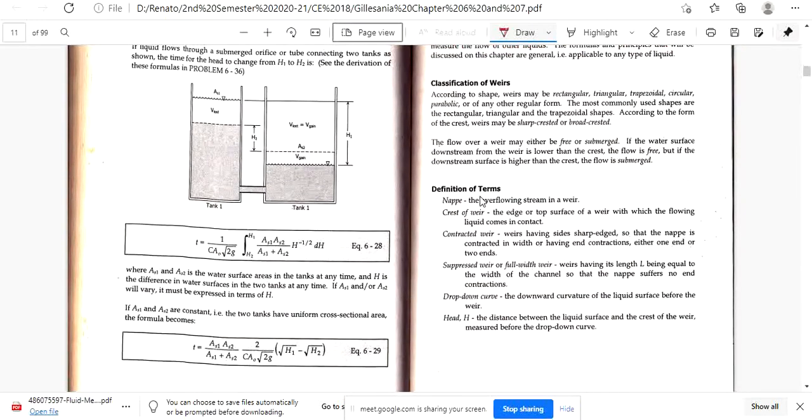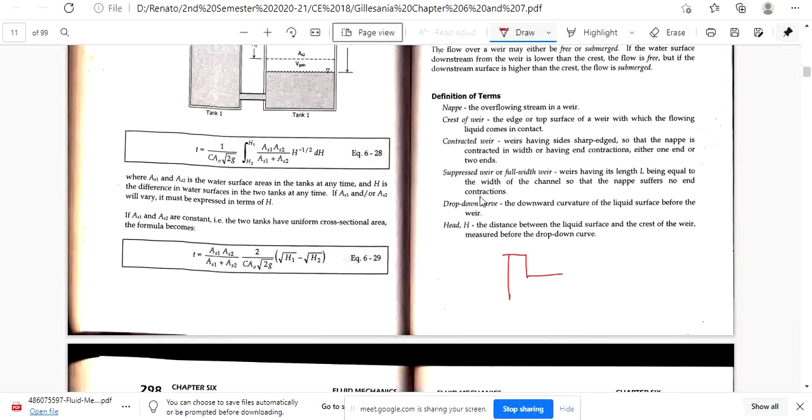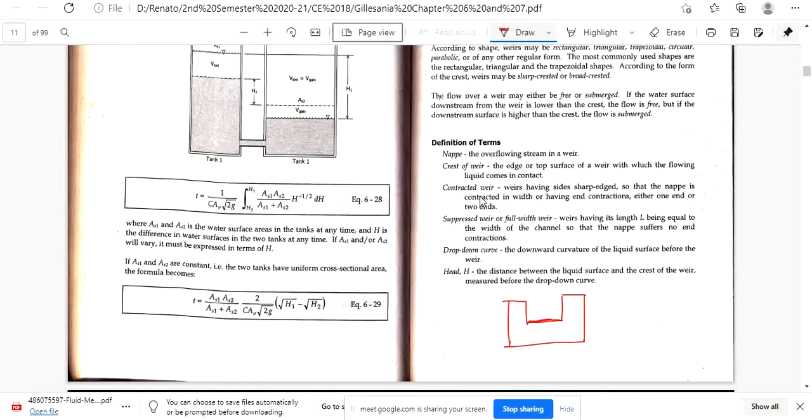Okay. So for the contracted wear, the crest of the wear is the top. The overflowing stream in the wear is the nappe. This is the contracted wear, because you made it smaller, and this is equal to 0.1 H. So the value here is 0.1 H, and that is for contracted.